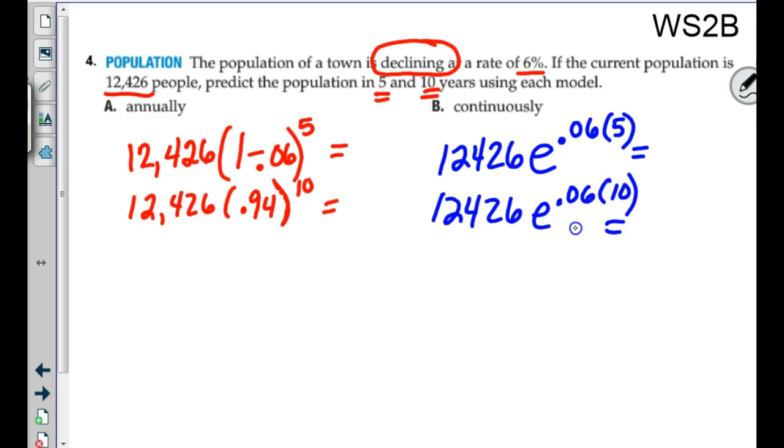What does it say on your little pink sheet? I think it says. No, because I already did that. 1 minus 0.06 is 0.94. I just did the math to show you could be doing it either way. But anybody know what happens? Doesn't it say on the pink sheet what to do if it's declining?